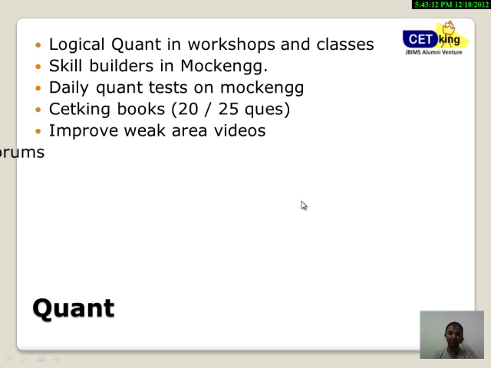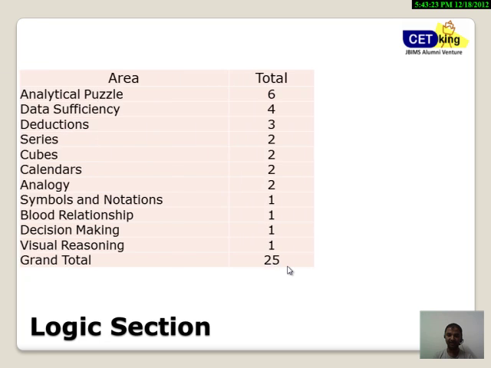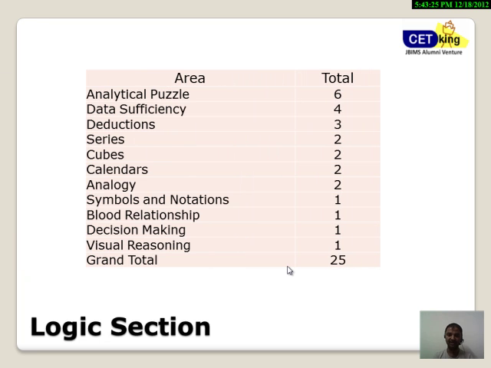So these are the things we have enabled you for the CMAT quant section. Alright, moving to the second section, the logic section. That's the breakup: analytical puzzles 6 questions, data sufficiency 4 questions, deduction 3 questions. So around 13 questions, half of the section, are basically these 3 things which you have to work on.